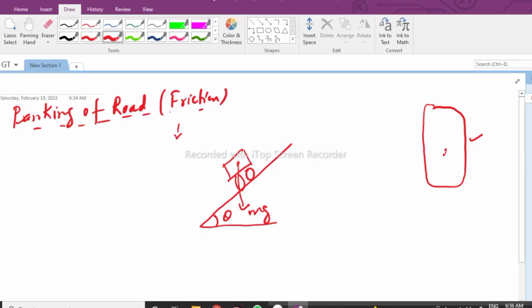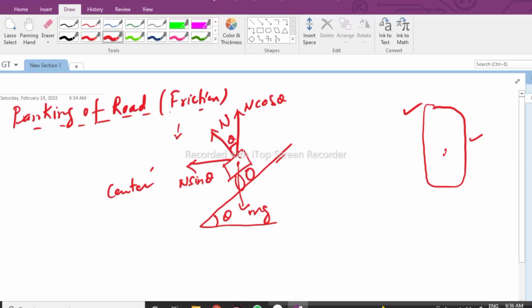Its weight is acting downwards. The normal reaction will always be perpendicular to the plane. So this is N, and you can see here the center is somewhere here, as discussed in this point. So this will have two components. If this is theta, if you work it out, you will find this angle also as theta only. So this is N sin theta, and this is N cos theta component.